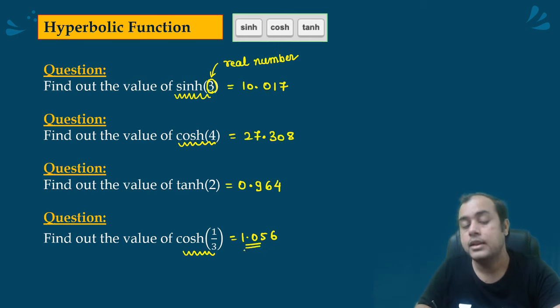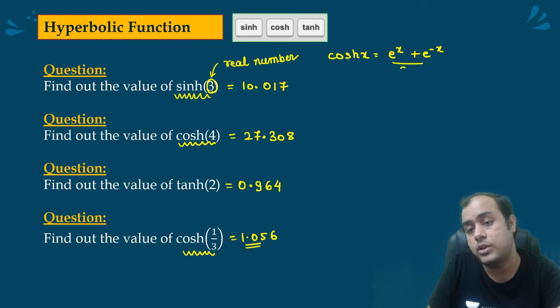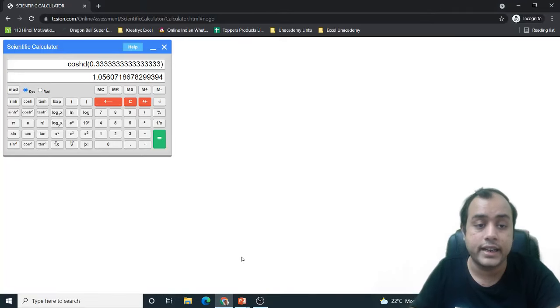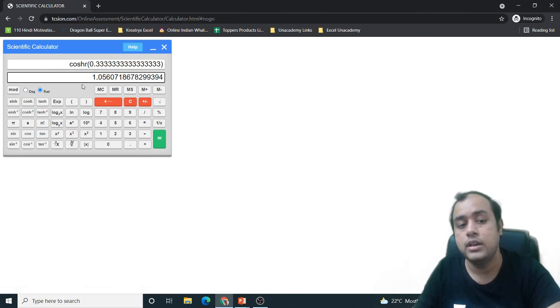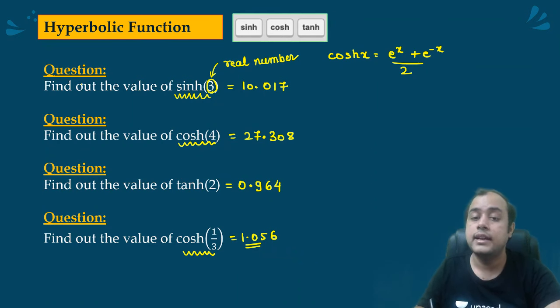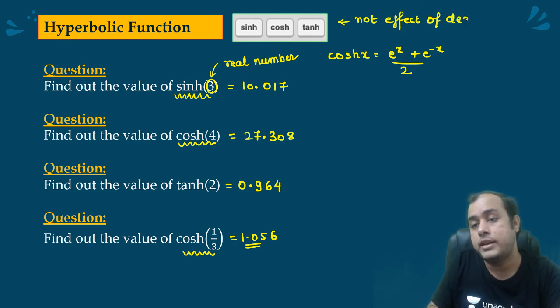Okay. So guys, here the degree and the radian will not matter in hyperbolic function, because what is cos hx? Actually it is e to the power x plus e to the power minus x by 2. Let's see if the radian and degree is affecting it in the calculator. So I'll write in radian 1 by 3. No, see, it is giving the same value, 1.056, because no effect of degree and radian in hyperbolic. Okay, it is not trigonometric.